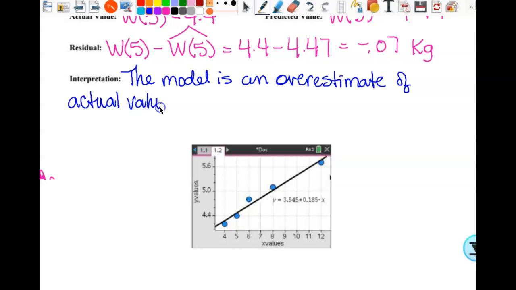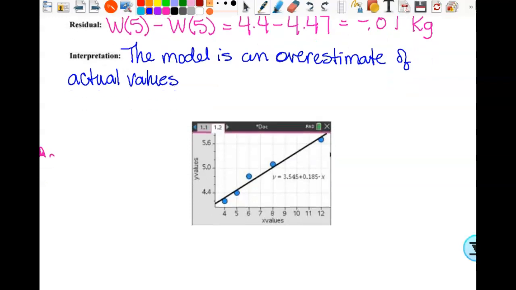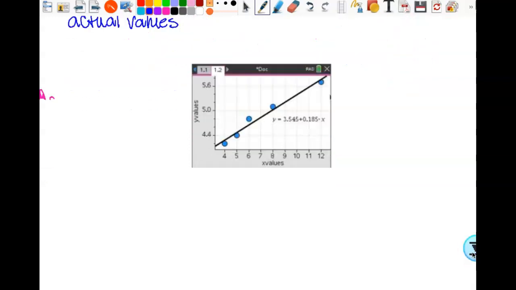Now, let's talk about the rest. I put a graph on here for you. I didn't want you to have to do it. It's like a bazillion clicks to get here, and we don't need to be able to do this now or maybe ever, but I wanted you to see what's happening. So on mine, the blue dots are the actual data. The black line is our model that we found, okay?